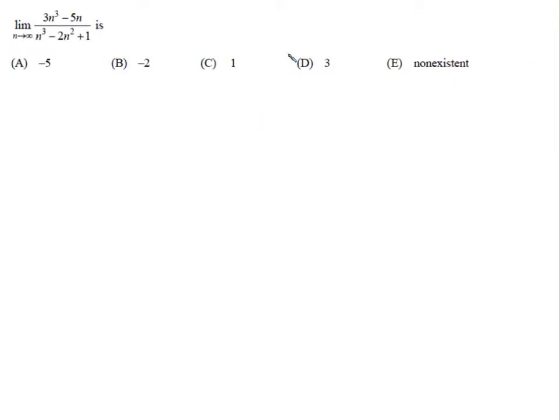Let's go on to problem number 2. I'm going to label this problem number 2. All right, so this is a limit problem. When I take the limit as n goes to infinity, or as anything goes to infinity, I'm really asking for the horizontal asymptote, and I can write that down here. I'm just going to say HA, horizontal asymptote.